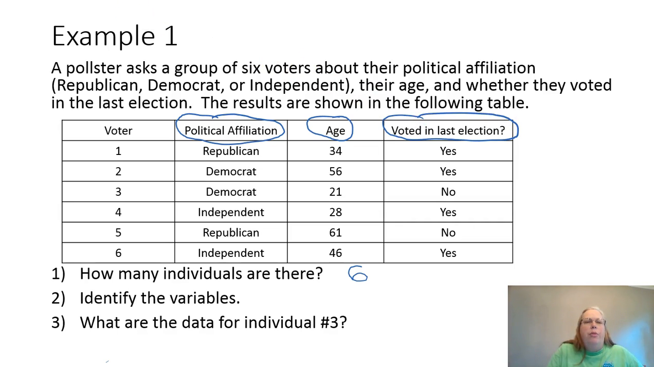And question number 3, what are the data for individual number 3? Well, individual number 3 is this line right here. Individual number 3 is a Democrat who is age 21 and did not vote in the last election.